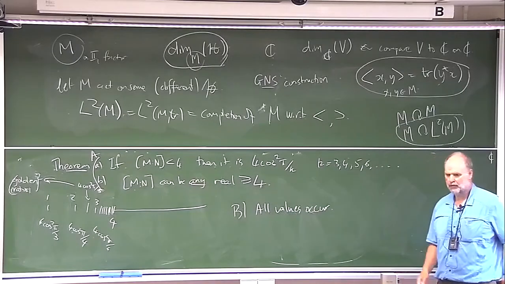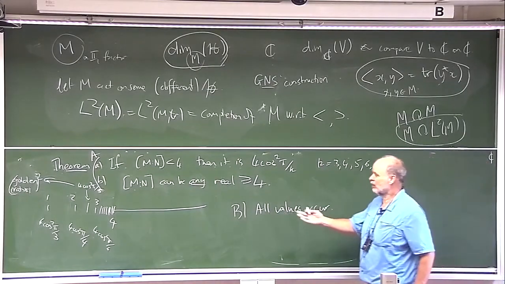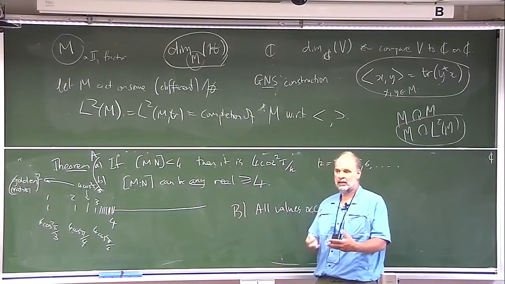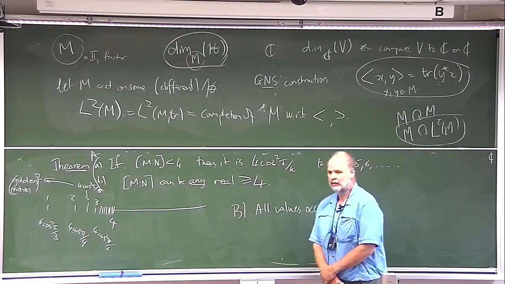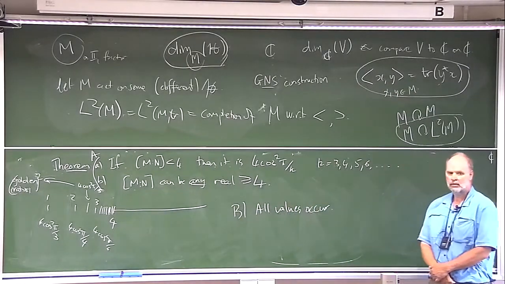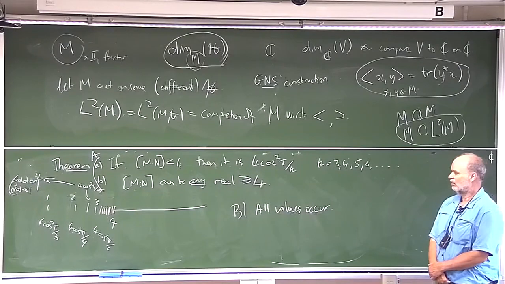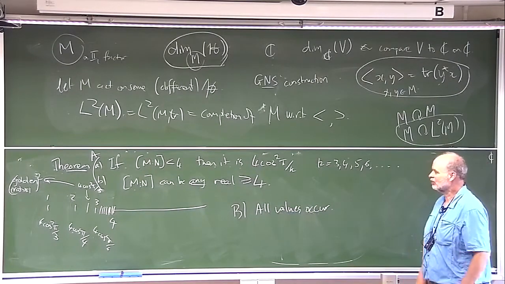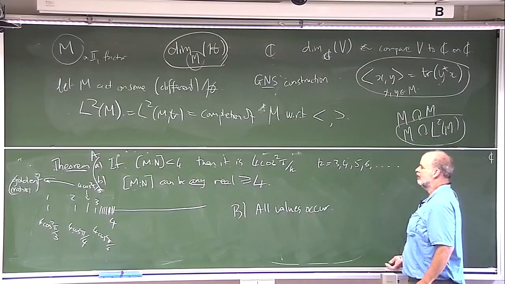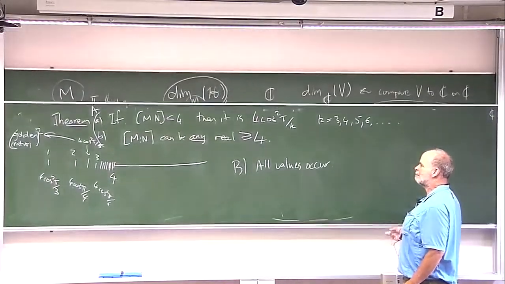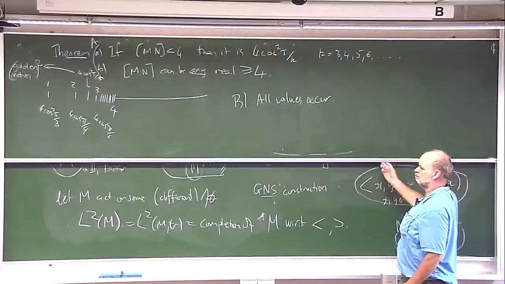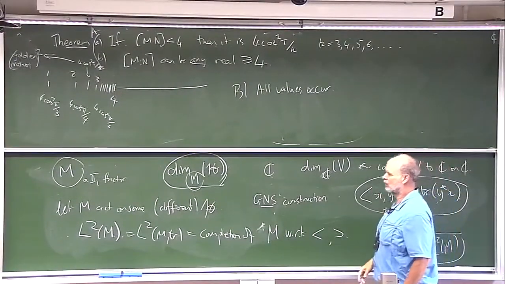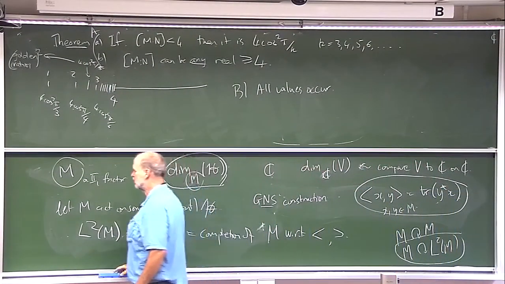Right. So for any real greater than 4, or for any one of these numbers, 4 cos squared pi over n, I can actually construct a subfactor having that value as its index. So this used to be a pretty surprising result, and I suppose it still is, really, if you haven't seen it before. I think I've done all the ingredients.